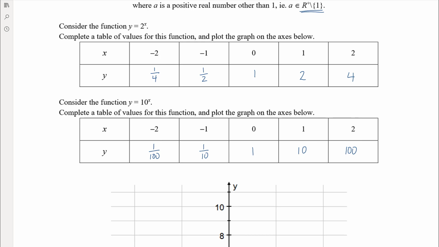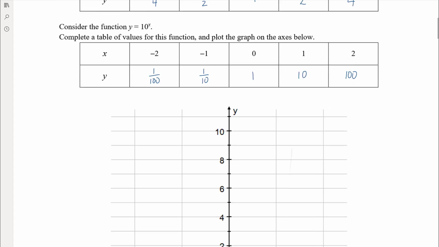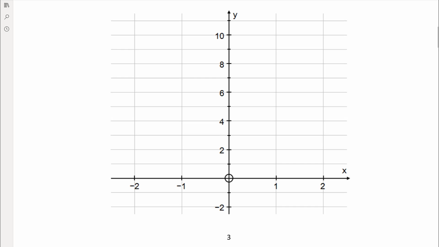Okay, so if we think about plotting those graphs, let's think about 2 to the power of x first. It has a y-intercept at 1. When x equals 1, y equals 2. When x equals 2, y equals 4. When x equals negative 1, y equals 1/2, 1/4, etc. And so we can join them up and we get this.